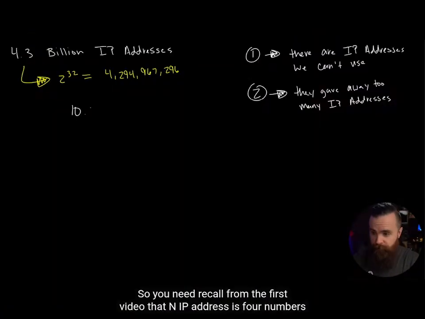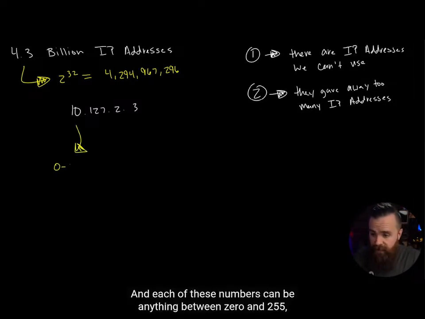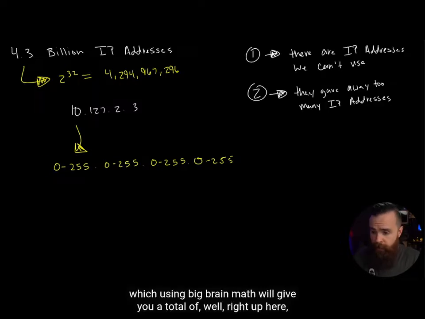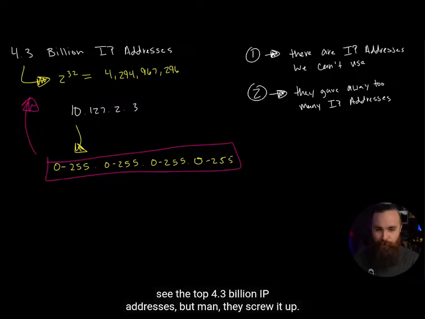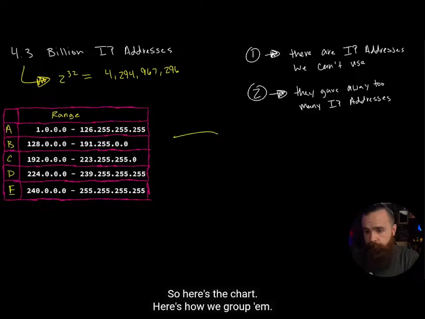So you may recall from the first video that an IP address is 4 numbers separated by 3 dots. And each of these numbers can be anything between 0 and 255, which, using big brain math, will give you a total of, well, right up here. See the top, 4.3 billion IP addresses. But man, did they screw it up. So here's the classes. Here's how they organize these IP addresses. So here's the chart. Here's how we group them.